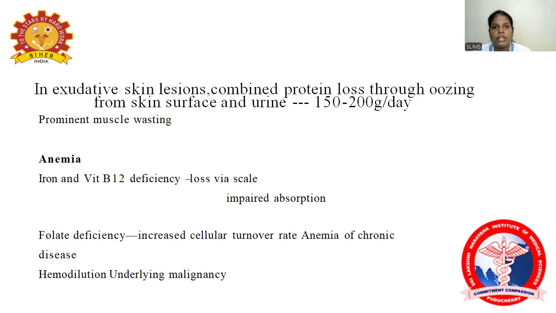Anemia is due to iron and vitamin B12 deficiency: loss through scales and impaired absorption are causes for deficiency of iron and vitamin B12. Other causes are folate deficiency, increased cellular turnover rate, anemia of chronic disease, hemodilution, and underlying malignancies.